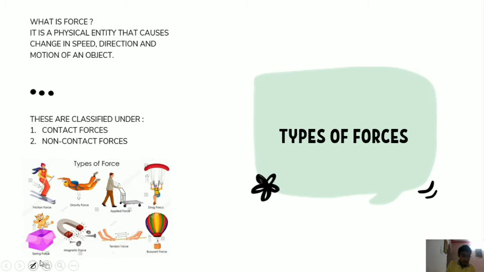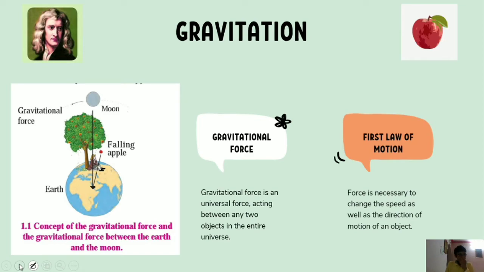Okay, then magnetic force, common example, and spring force. So these are the examples of some kinds of forces. So this was about types of forces. Now we will understand what is gravitation.